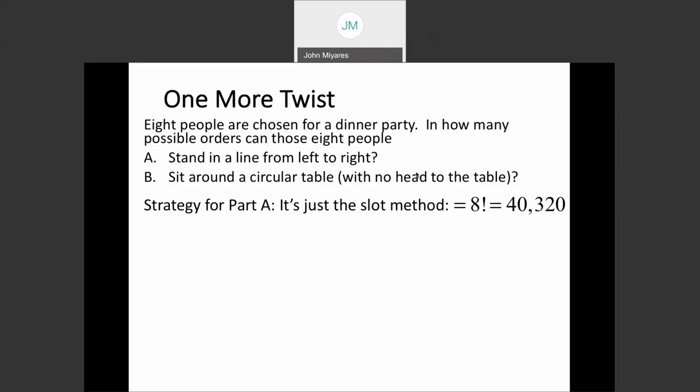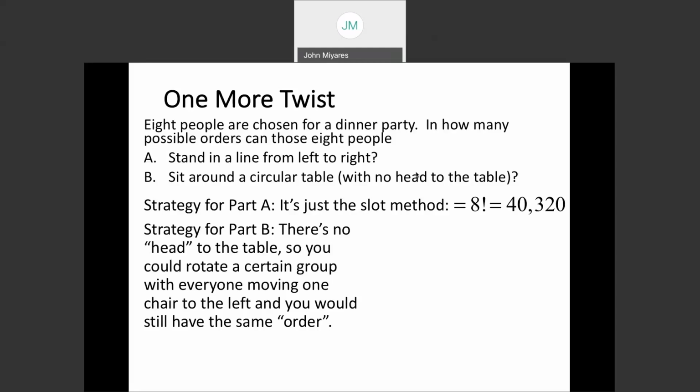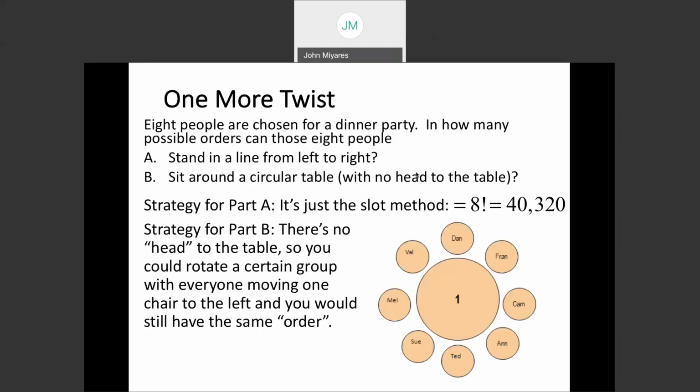Now, in part B, this gets a little bit trickier because you're first thinking, well, there's 8 chairs sitting around the table, 8 people filling them. What's the difference? Well, it has to do with the fact that there's no head to the table. So let's say this is a picture of a dinner party where we have 8 people, where you can see Dan at the top, followed by Fran, Cam, then Ann, Ted, Sue, Mel, and Val, going all the way around in clockwise order. We're assuming that there is no head to this table.